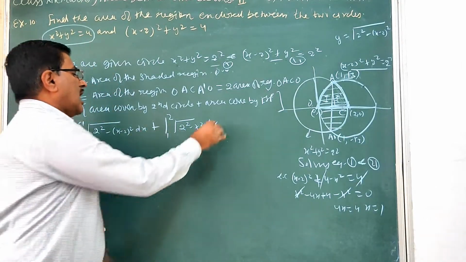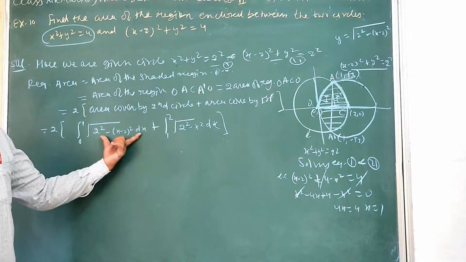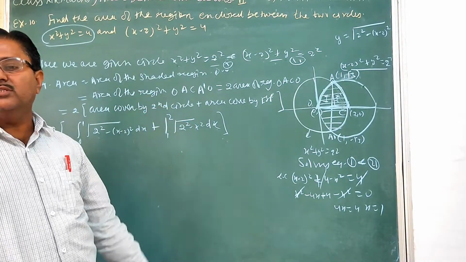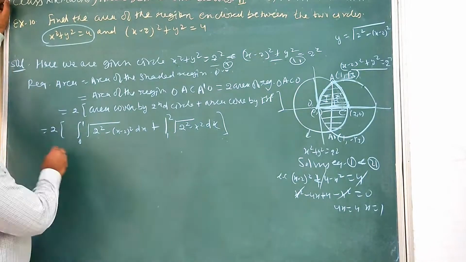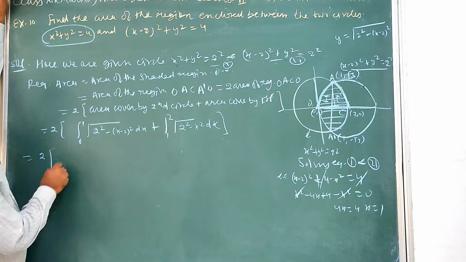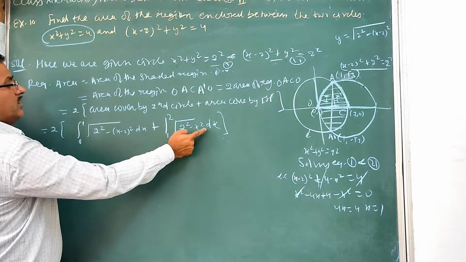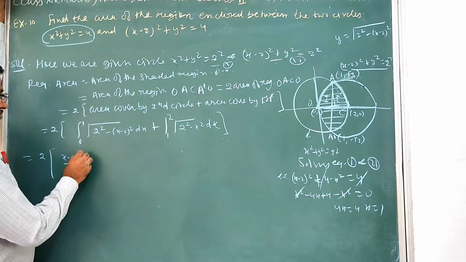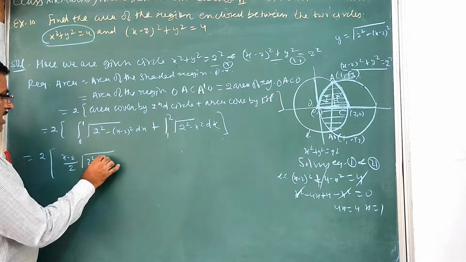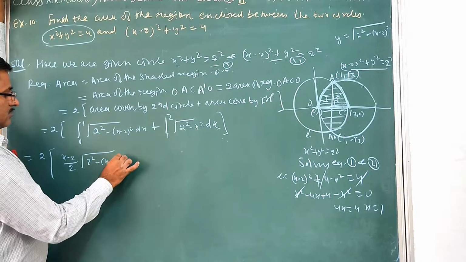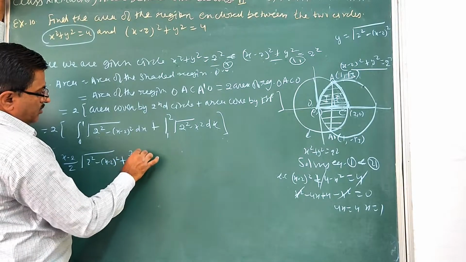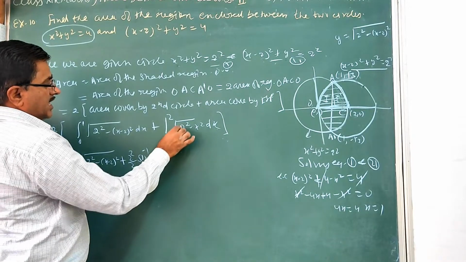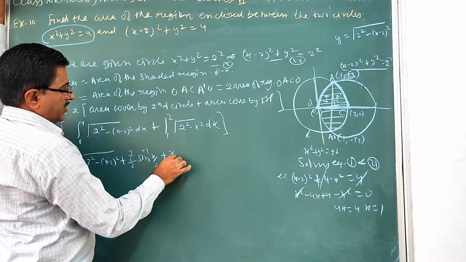Now both are in definite integral form, and if you know the formula for the definite integral, you can easily solve. So see, in both we are using the same formula: the integral of root of a square minus x square is x by 2 root of a square minus x square plus a square upon 2 sin inverse x upon a. In the second also we will use the formula.